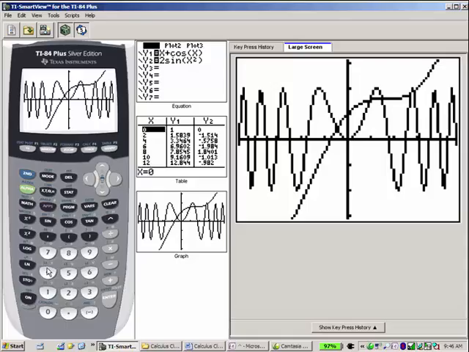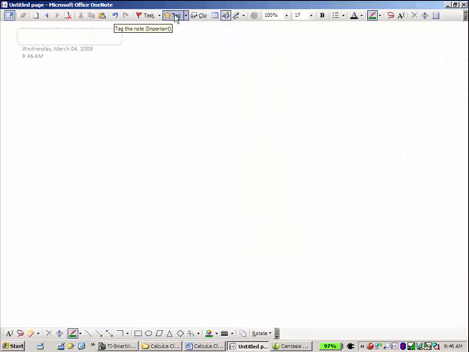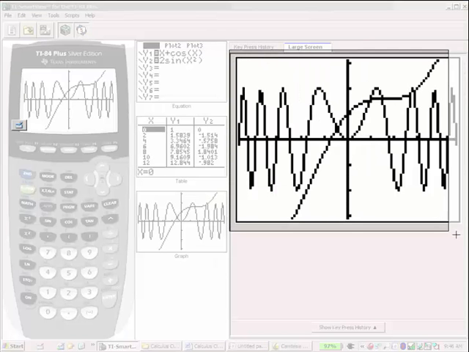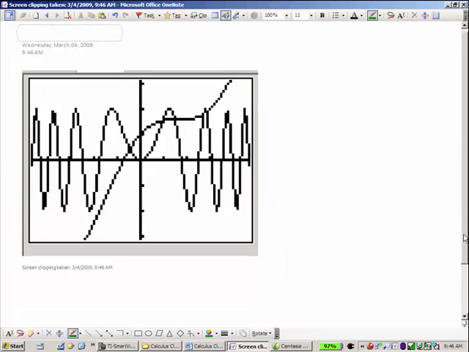This is nuts! Alright, so I'm gonna grab this picture, and this is where that word bound comes into play. It wants the area bound or enclosed by these two functions. How many different areas are we talking about?